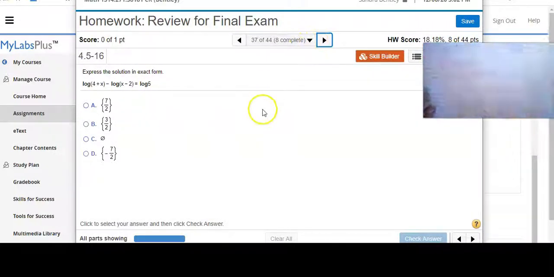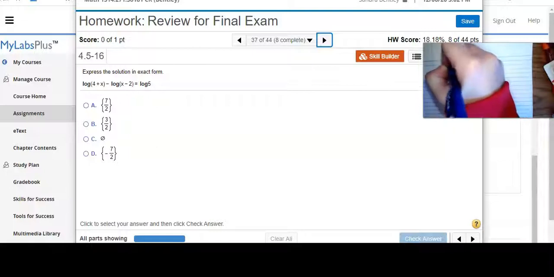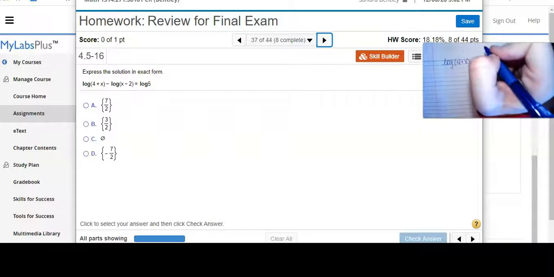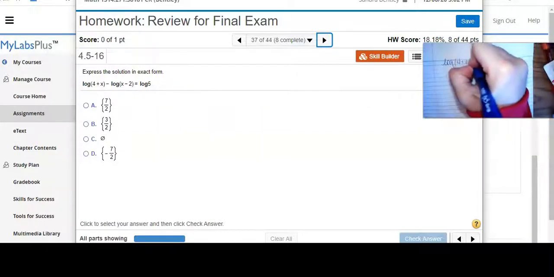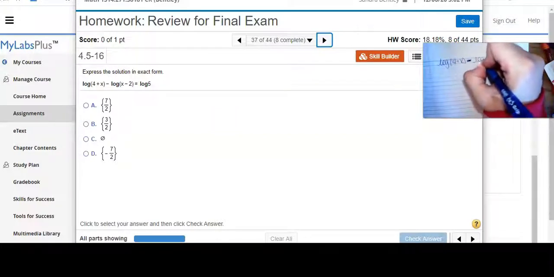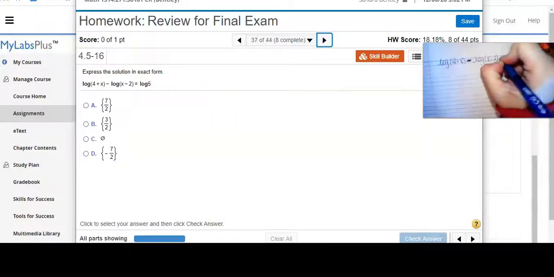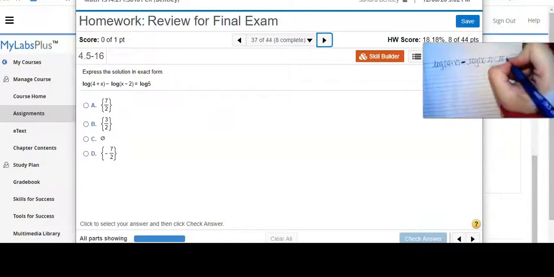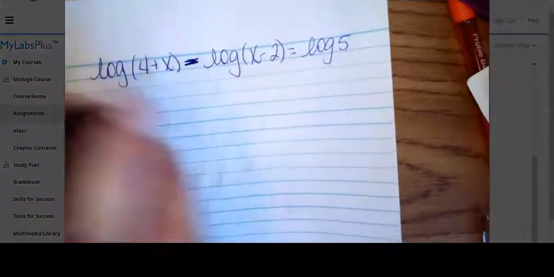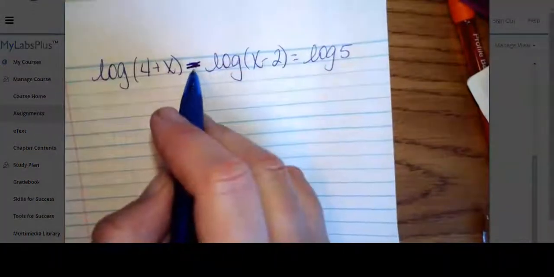All right, so I've got logs equal to logs. So I've got log 4 plus x, minus, that's minus, log x minus 2 equals log 5. Okay, so first question is, what base am I in? I'm in base 10. Okay, that might come in handy later, probably won't. All right, so that's supposed to be subtraction. I put equals by accident.